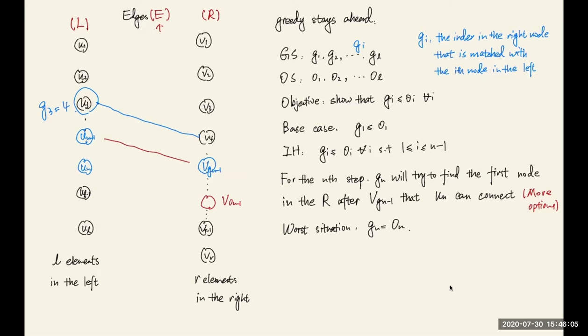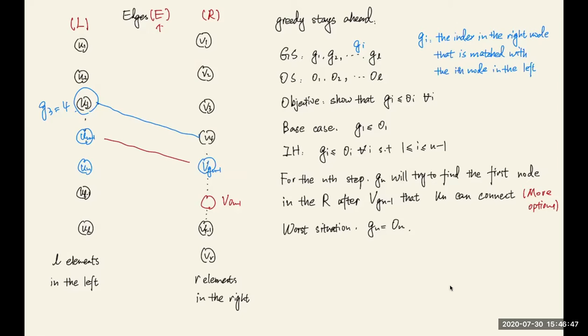So for the base case, we basically find the first node on the right that we can match with, right? So G1 is 100% less than or equal to O of 1 for the base case. If there are two edges here, G1 will definitely take this node, and O of 1 maybe takes this one, which is another valid solution, but G of 1 will always take this one. So G1 is definitely less than or equal to O1.